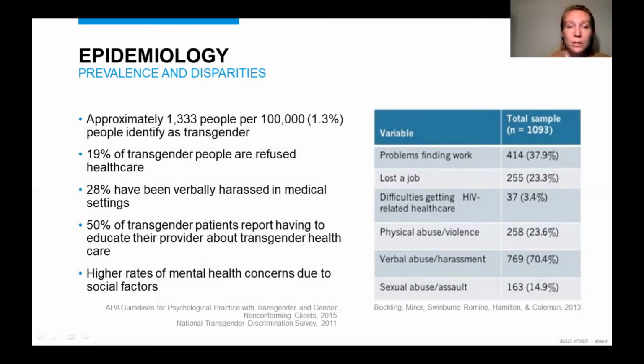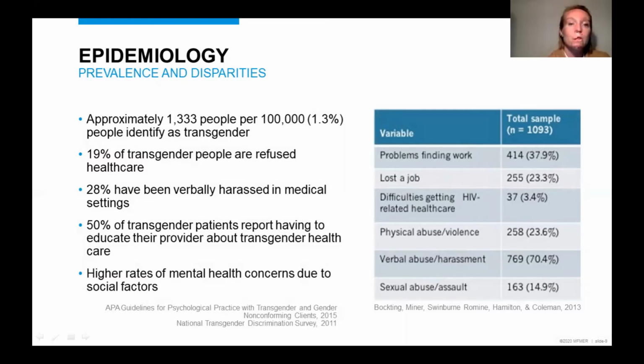But this is really a large problem in access to care, because people who are transgender suffer from the same conditions that everybody else suffers from. And their gender identity and gender expression affects very, very few physical health conditions. So it's very important for us to normalize transgender identity and to ensure that all medical providers are comfortable working with this population. 28% of transgender people have been verbally harassed in medical settings. Again, I think this goes back to unfamiliarity with the community and really a society that has unfortunately normalized some discrimination against this community.